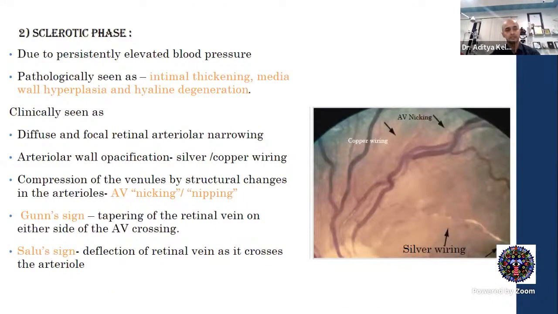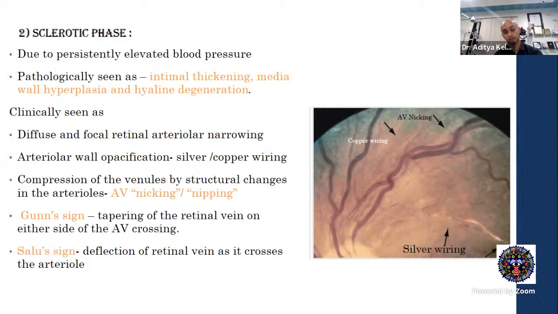Coming to the next stage is the sclerotic phase, and that's due to the persistent elevation of the blood pressure, pathologically seen as intimal thickening, medial wall hyperplasia, and hyaline degeneration. And clinically, it is seen as diffuse or focal arteriolar narrowing, arteriolar wall opacification, commonly known as silver wiring or copper wiring of the vessels. And you also see compression of the venules, because the arteries and venules have a common adventitial sheath, and therefore you can see those AV nicking or nipping changes.